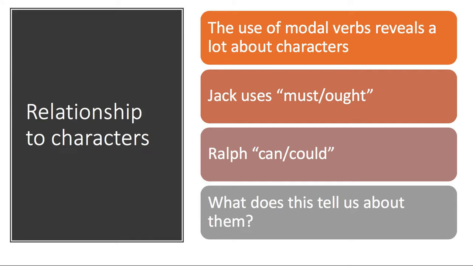Jack often uses must and ought, showing how strongly he feels, that he's a sort of character who's going to drive things forward. He's not collaborative, it's about what he wants them to do. Ralph talks about can and could. He talks about possibilities and how to improve things and what they could be doing and can be doing to make their lives better, make rescue more possible for them all. So we need to think about what the language selection that Golding uses tells us about the characters.